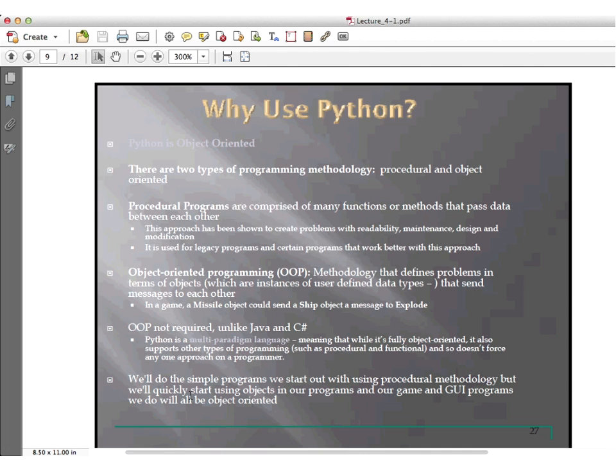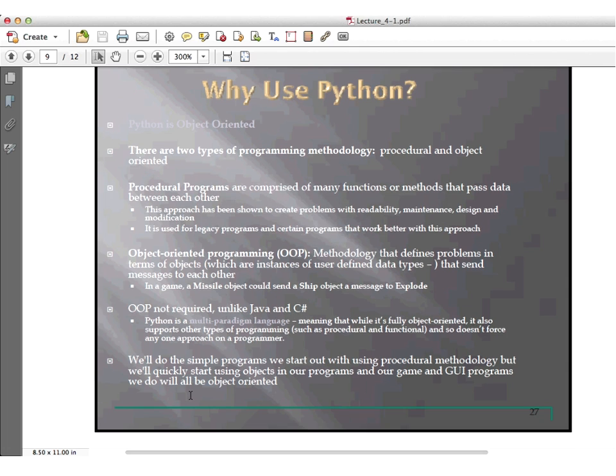Object-oriented programs define problems in terms of objects, which are, quote, instances of user-defined data types. About that point is when my eyes used to glaze over when I talked about object orientation. Basically, you're building it into blocks of code that communicate with each other. You can write Python without object orientation, or you can write it with object orientation. That's up to you.